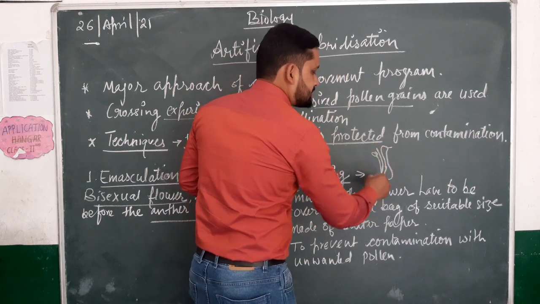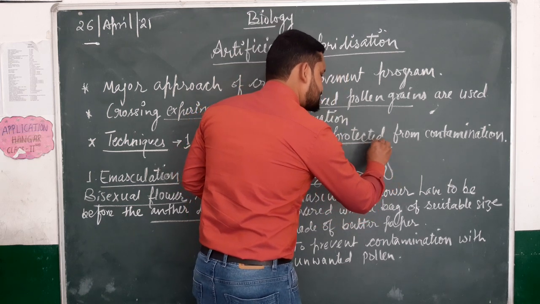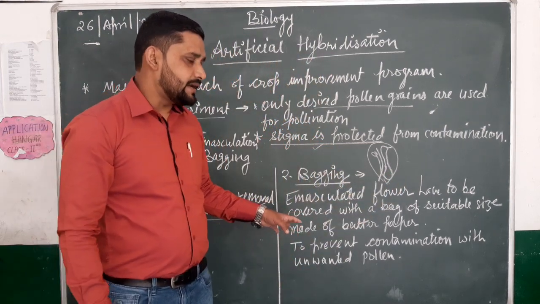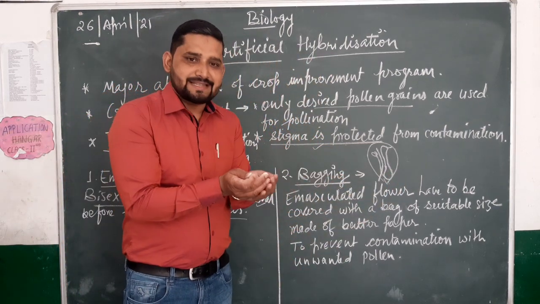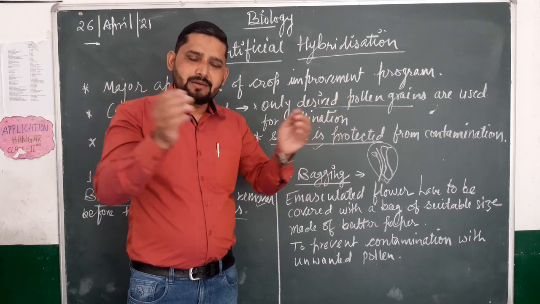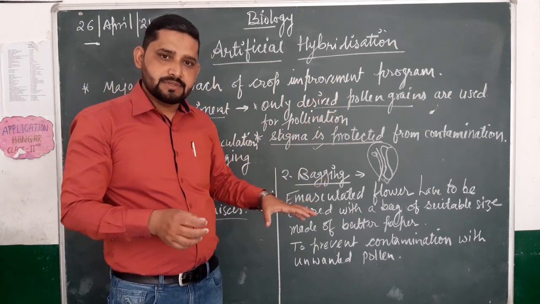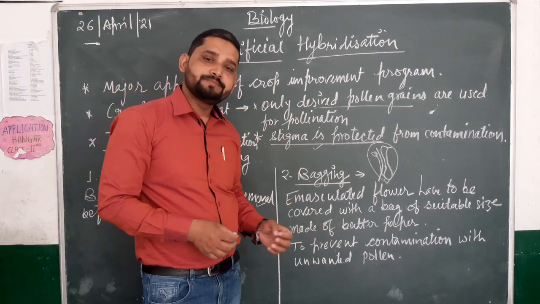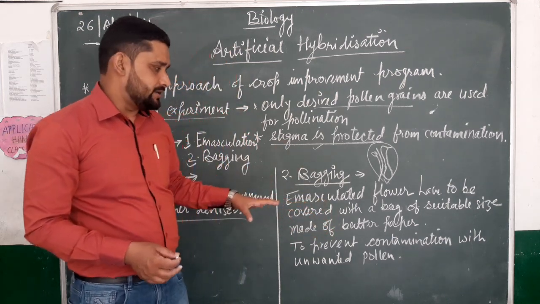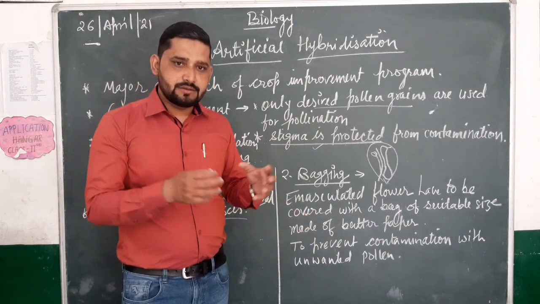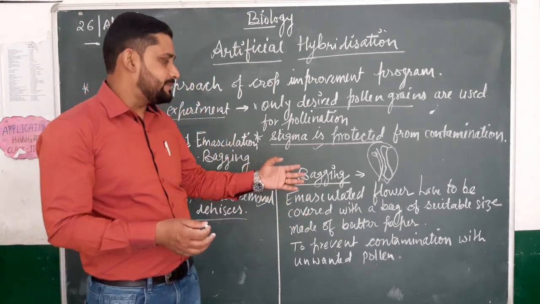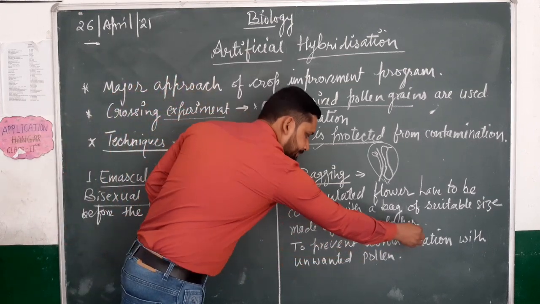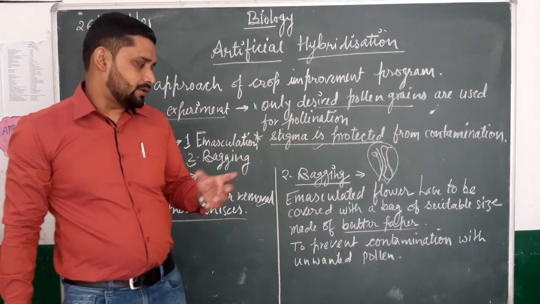Now this stigma is only left, and this stigma has to be covered by a bag, right? Which is of suitable size. ऐसा नहीं कि बहुत बड़ा बैग हमने ले लिया, बहुत छोटा बैग ले लिया. This has to be suitable size, right? And mostly this bag is made up of butter paper. You should know this. ठीक है, emasculation के बाद bagging के लिए the bag which is being used is made up of majorly butter paper का बना हुआ.